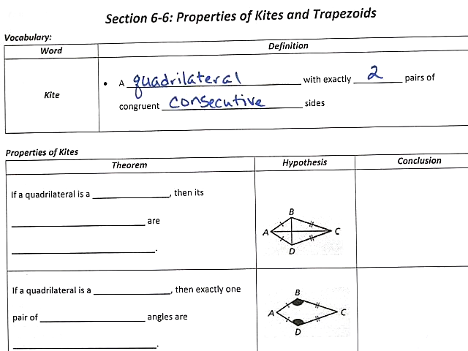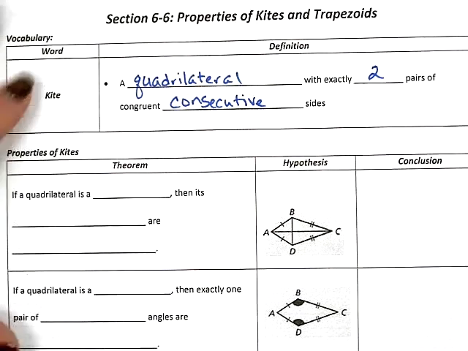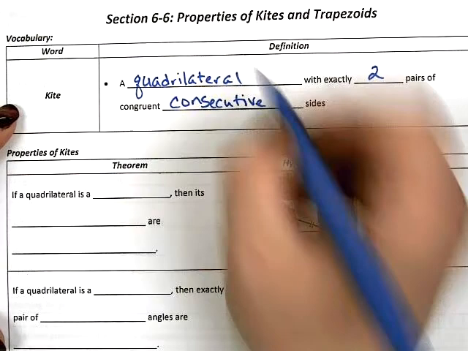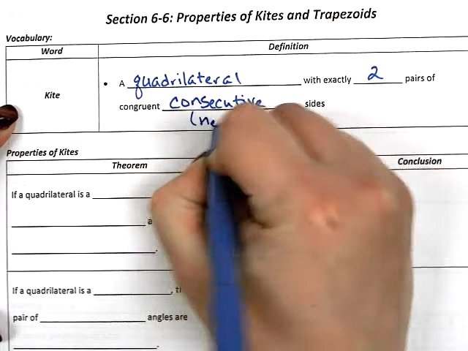Hey guys, so our last section of chapter 6 is on properties of kites and trapezoids. First one we're going to talk about is a kite. So a kite is a quadrilateral with exactly two pairs of congruent consecutive sides. So remember, consecutive means next to.